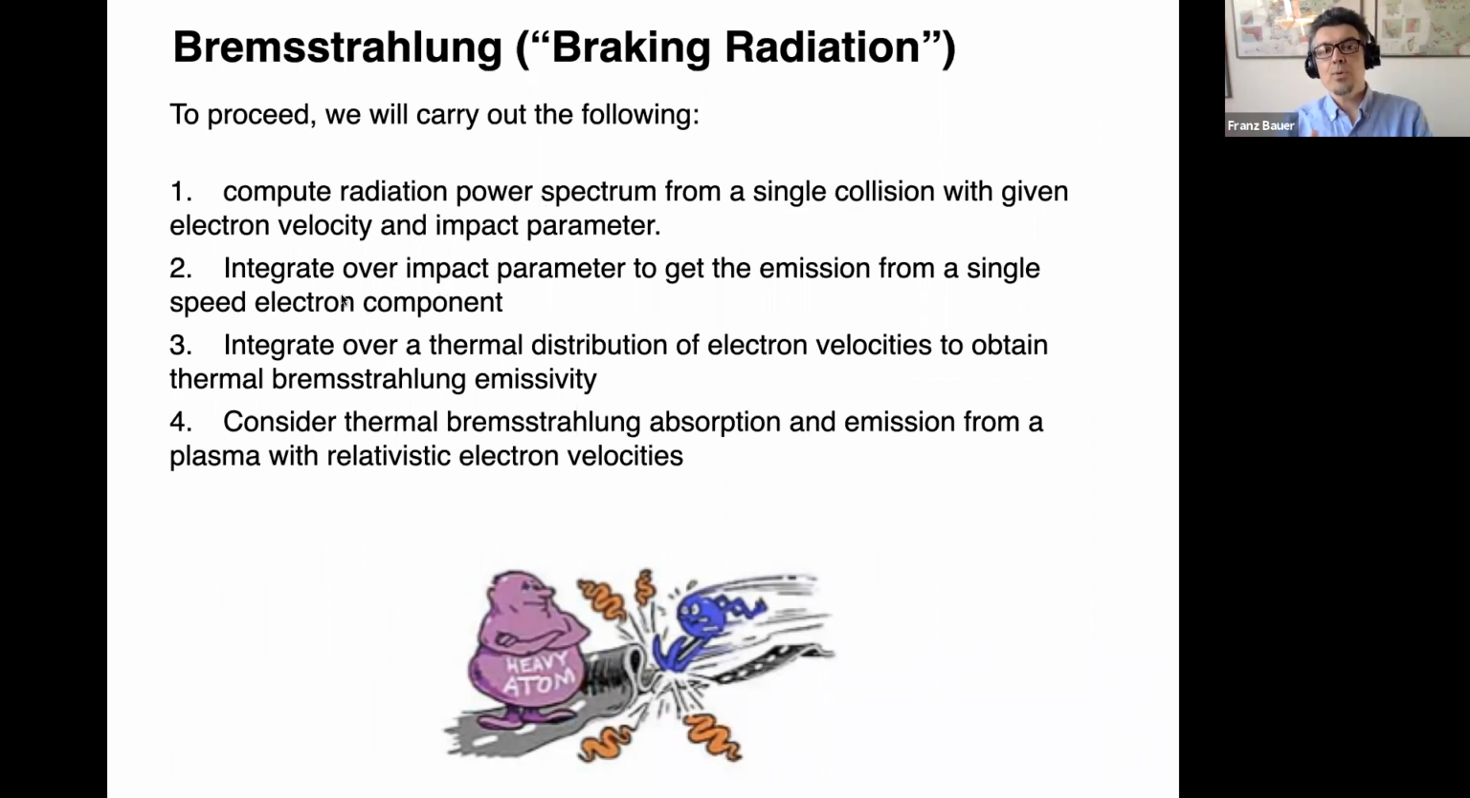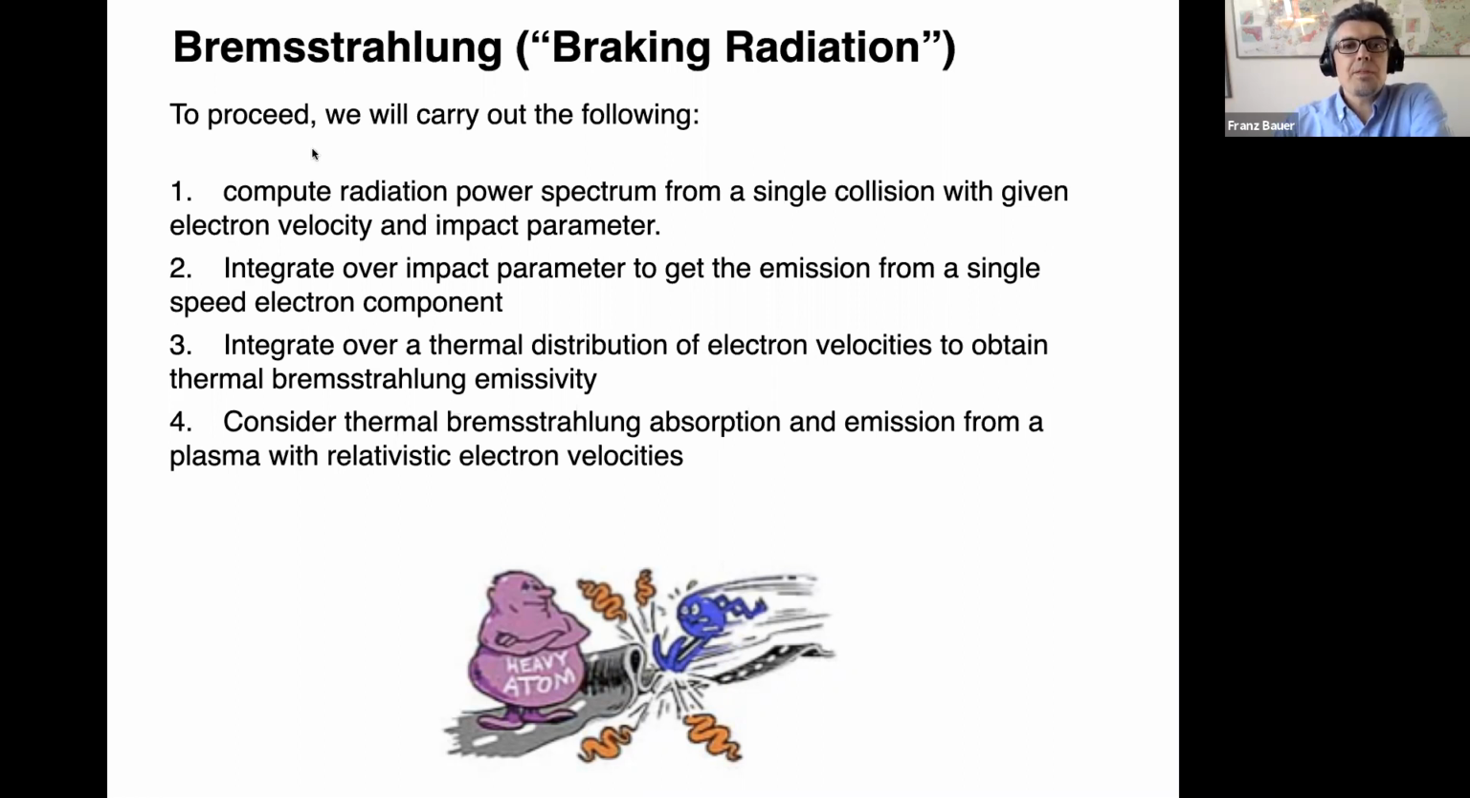Then we'll integrate over the impact parameters to get the emission for a single electron. Then we would integrate over a thermal distribution of electron velocities to get the overall spectrum from some ensemble of electrons. And then ultimately we will consider not only emission processes, but absorption processes, which will come into play. So we'll probably talk about these two or three things, and we'll leave this till next week.